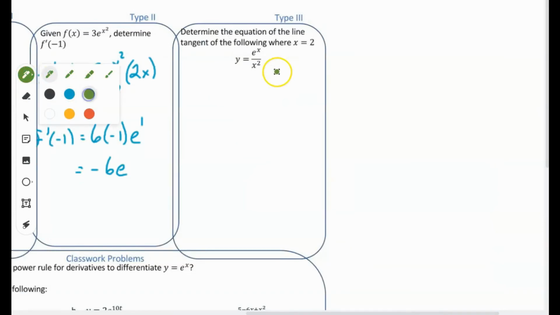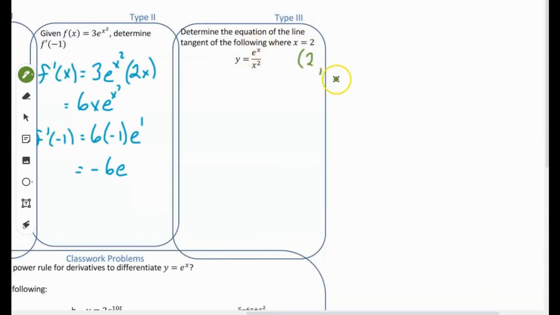So our last question says, determine the equation of the line of the tangent, which is a line, of the following where x equals 2. Alright, so to find the equation of a line, you need to know a coordinate on that line. So if x is 2, we can sub in 2 into this equation to figure out the y coordinate. We'd have e squared divided by 2 squared, which is 4. So we would have e squared over 4. So there's the y coordinate.